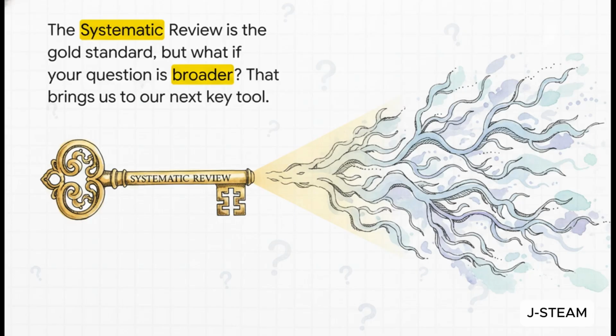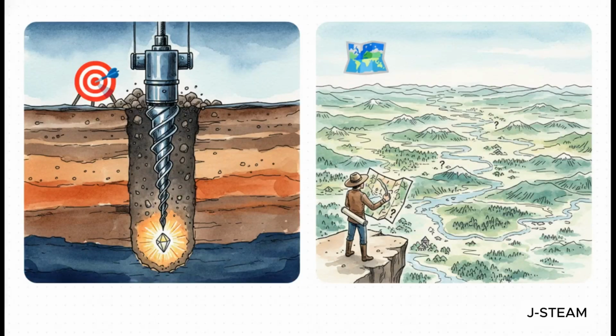What if you just need to explore a whole area? Well, that is the perfect job for a scoping review. See, while a systematic review drills down deep to find a single answer, a scoping review goes wide to map the entire terrain. Its whole purpose is to figure out the sheer amount and type of research that's out there on a topic, usually without even judging the quality of the studies. It's all about getting the lay of the land.